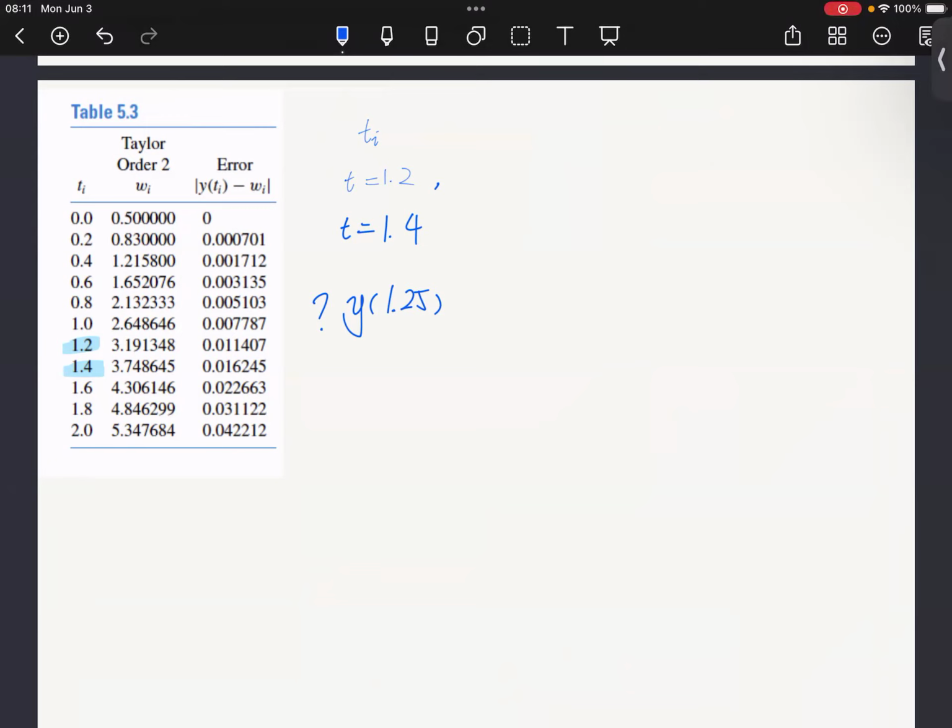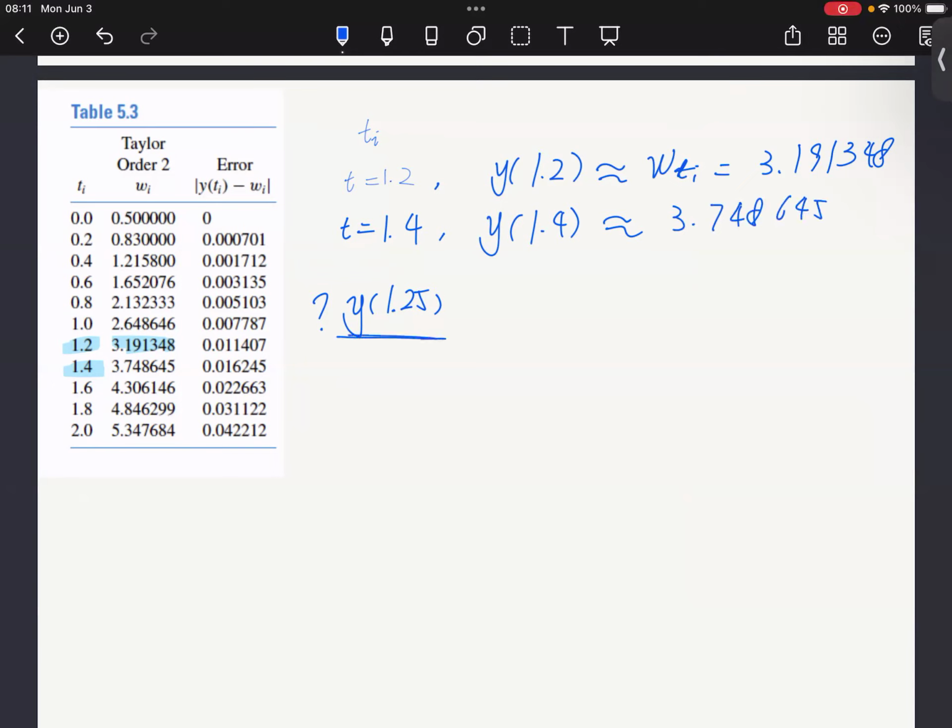At the node point 1.2, y evaluated at 1.2 is approximated by w_i, which corresponds to 3.19134, by looking at the table. For y at 1.4, it is approximated by the w value, which here is 3.748645.